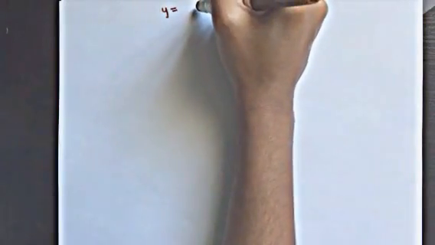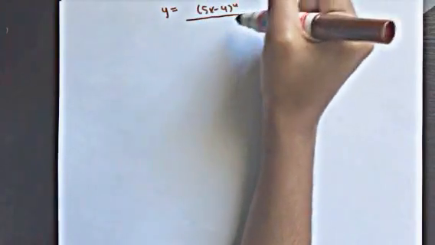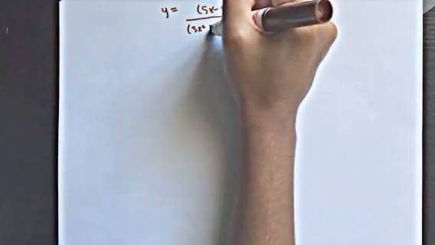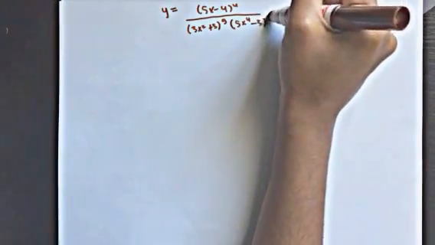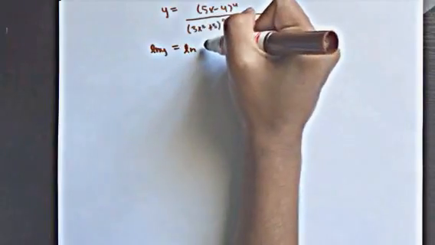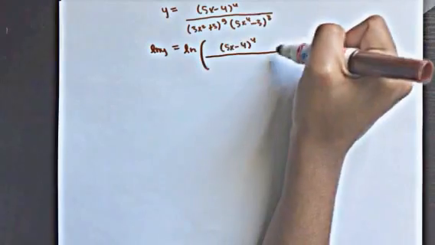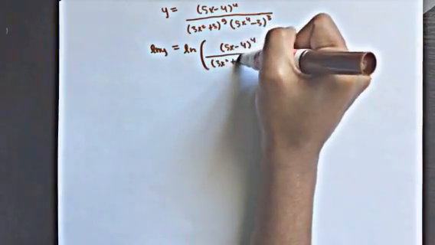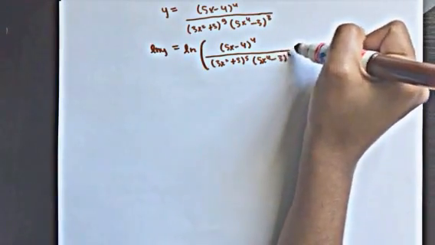So the problem that we're going to do is y equals (5x minus 4) to the fourth all over (3x squared plus 5) to the fifth times (5x to the fourth minus 3) cubed. So first I'm going to take the natural log of both sides. So the natural log of y has to equal the natural log of (5x minus 4) to the fourth all over (3x squared plus 5) to the fifth times (5x to the fourth minus 3) to the third.